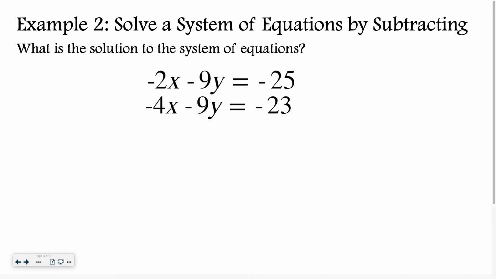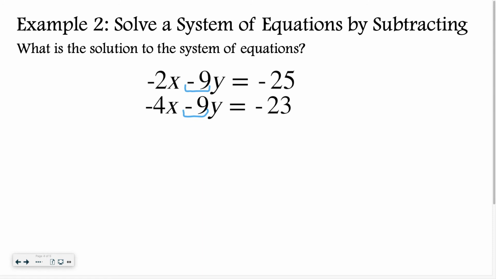All right, our second example for today is solve a system of equations by subtracting. So on the top, I have negative 2x minus 9y equals negative 25. On the bottom, I have negative 4x minus 9y equals negative 23. So I have a negative 2 here, a negative 4 here. That doesn't help me for solving, so I'm going to just leave those alone. I have a negative 9 and a negative 9.